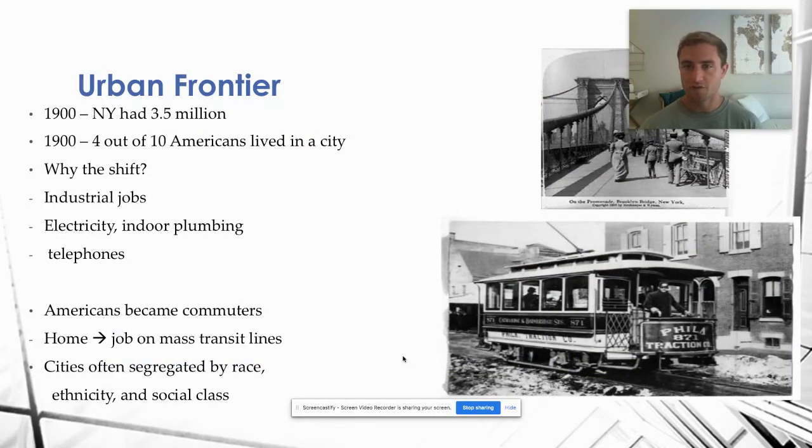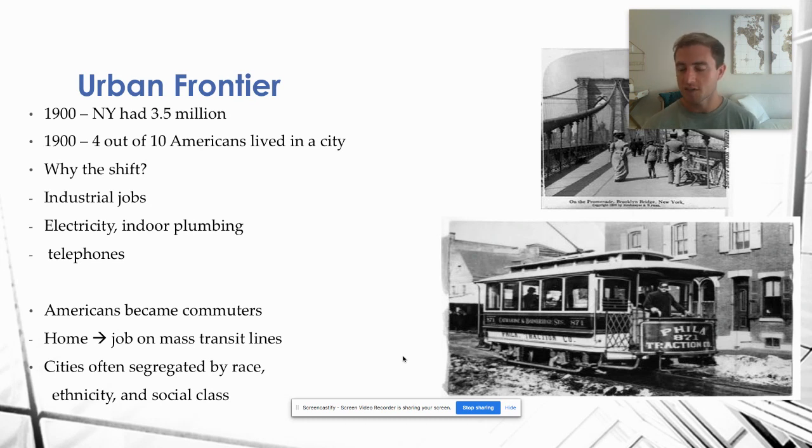We also see the growth of cities in this time period. When we get to 1900, New York has 3.5 million people, and now at this point, 4 out of 10 Americans live in a city. It isn't until the 1920s, the Roaring 20s, that we see the majority of Americans living in the cities.